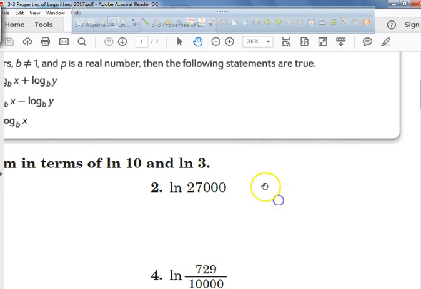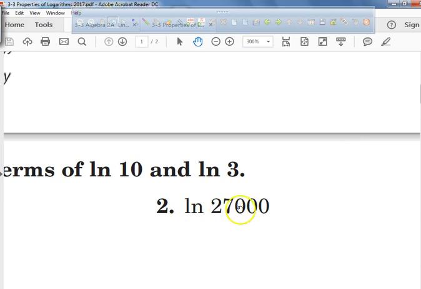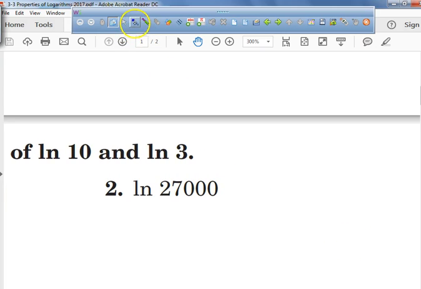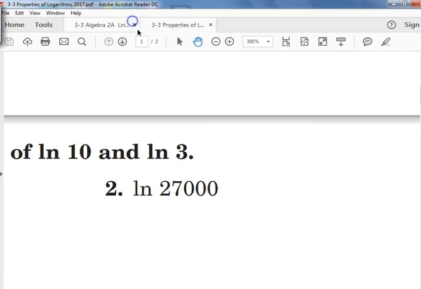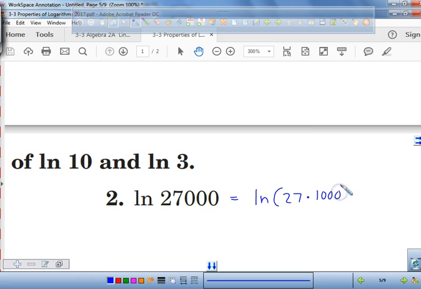Now, what we're going to do right now is go to problem number 2. It says I need to take the natural log of 27,000 and convert it to just natural log of 10 and the natural log of 3. So the very first thing that I would like you to do is say this is equal to the natural log of 27 times 1,000. That's the very first step.